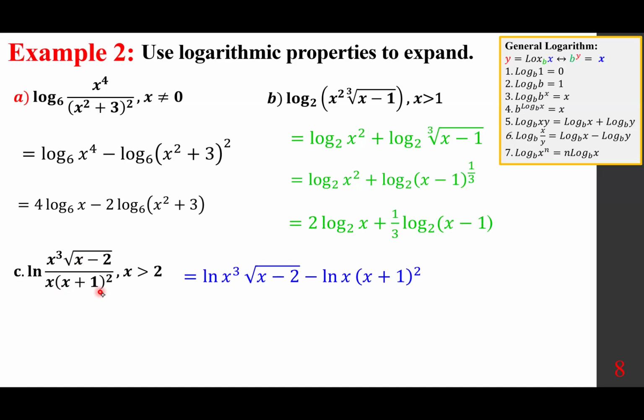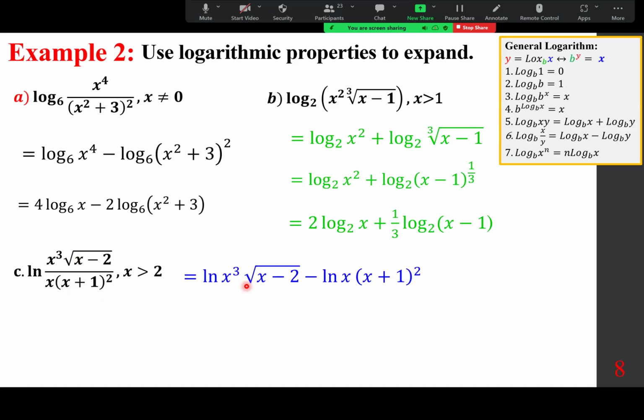Now the second step, we are going to decompose it further as follows. This one uses number 5, the product rule. Ln of x cubed plus ln of the square root. Minus, now we're going to use again number 5 on this one, minus in brackets ln of x plus ln of x plus 1 squared.